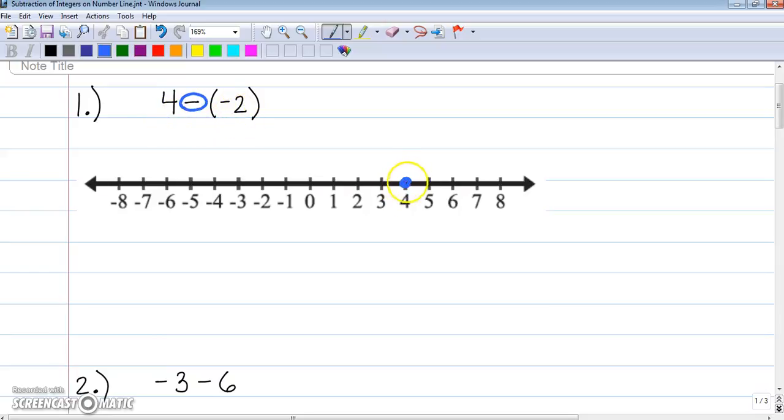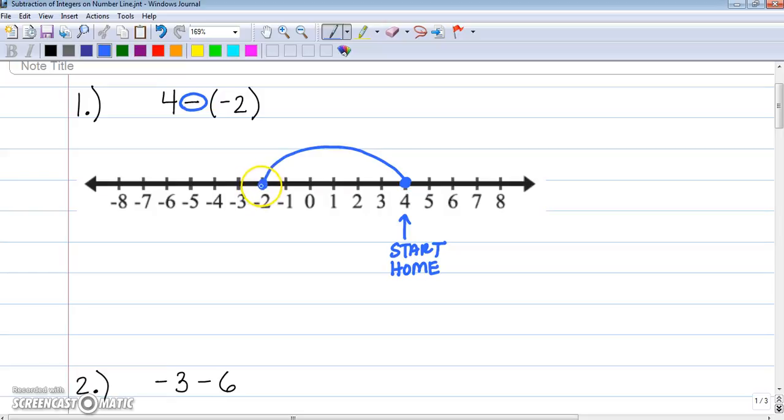So 4, the first number here, is the first number that I'm going to put a point on my number line. That is my start or my home. And as I'm going through these examples, I want to get back home. The other integer is negative 2. I'm going to draw a hoop between these two integers. And I want to get back home, which means I'm going to start at negative 2.